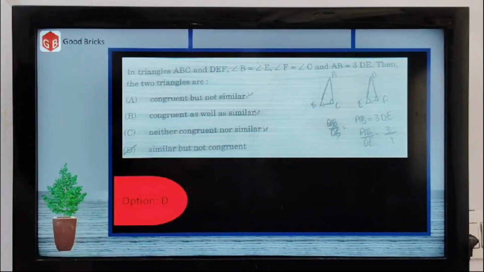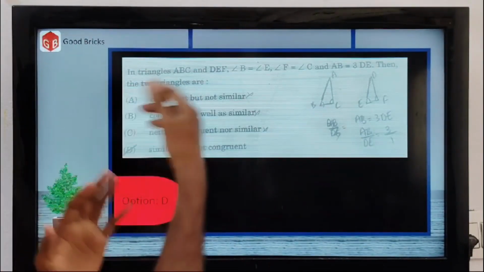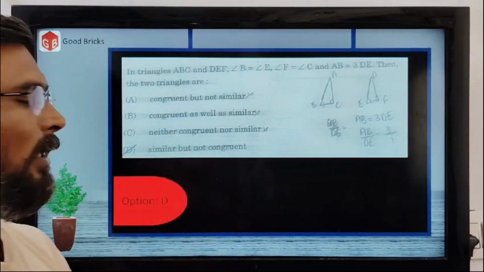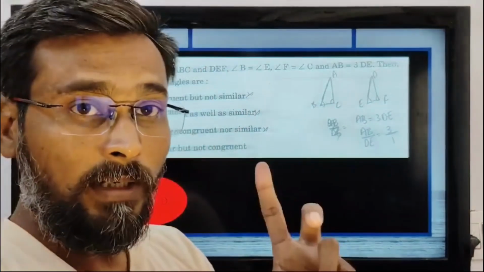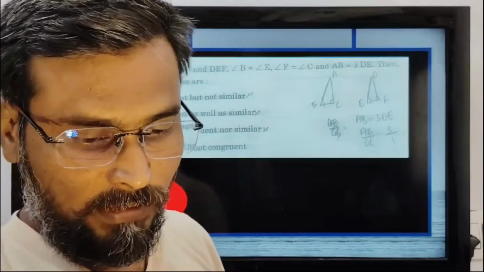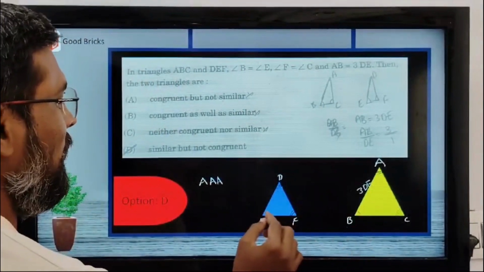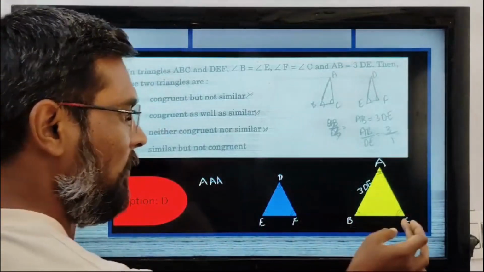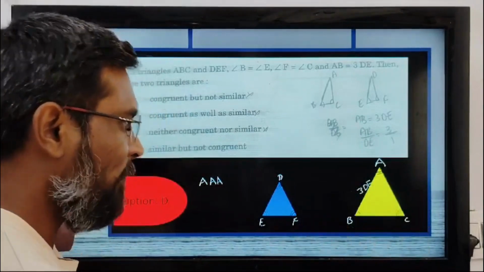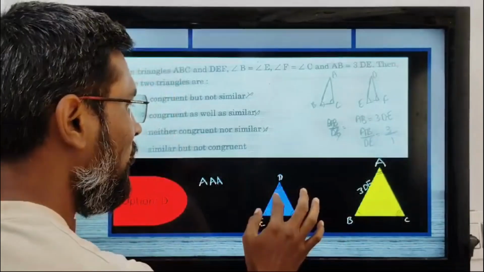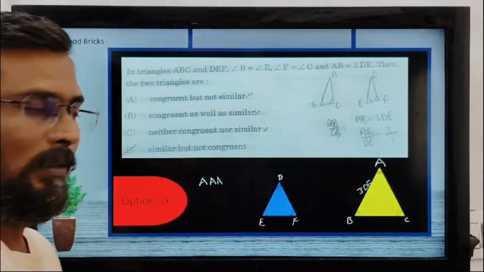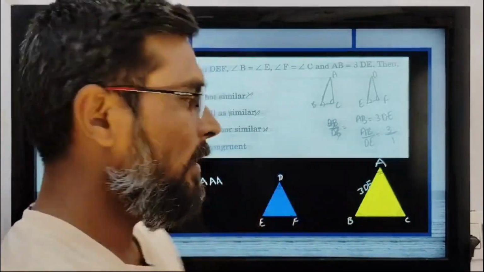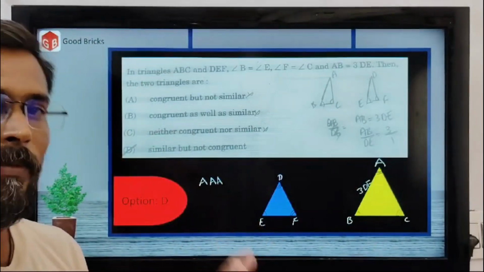Next, in this question, they have given two triangles and corresponding angles also they have given. And for this question, the correct answer is similar triangles. Both of them are similar but not congruent. Why? You see please here on the screen. See, they have given angle E is equal to angle B. Angle F is equal to angle C. As per angle sum property, the rest of the two angles, means angle A is equal to angle D. So as per AAA similarity criterion, these two triangles are similar.